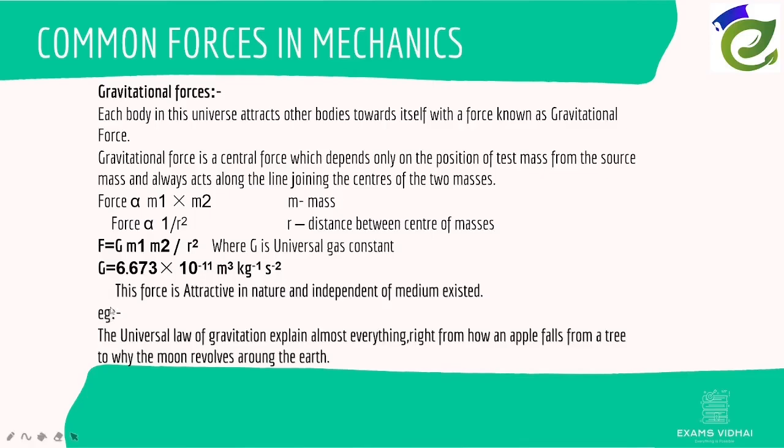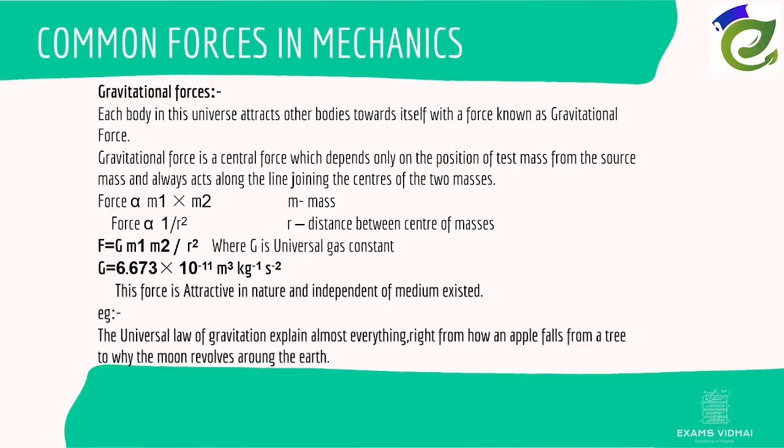According to the law of gravitation, we know that force is directly proportional to m1 into m2 and is inversely proportional to r square, that is the distance between the centers of masses. To remove the constant of proportionality, we bring in G. Each body in this universe attracts other bodies towards itself with a force known as gravitational force.